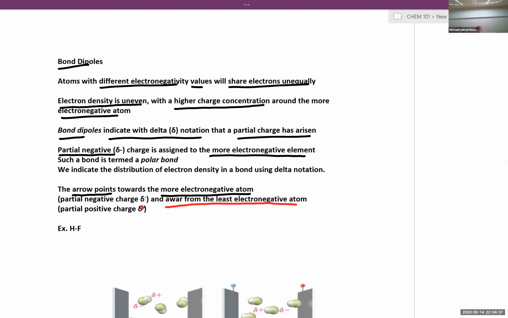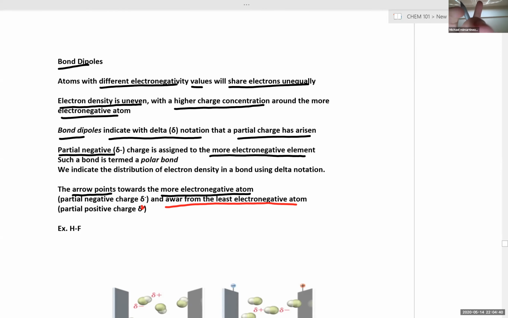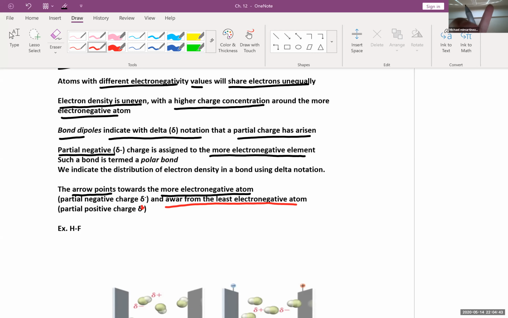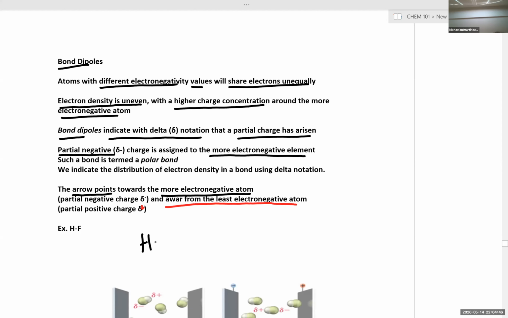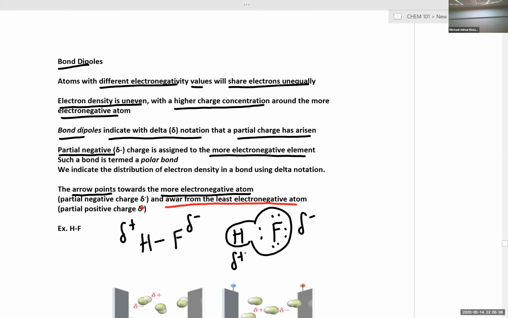So for example, if we look at HF, which is hydrofluoric acid, fluorine is more electronegative, so it will build a partial negative charge. Hydrogen is less electronegative, so it builds a partial positive charge. Again, if we are showing a map of electron density, fluorine would have a large amount of density, while hydrogen would have a very small amount of electron density. So in turn, we draw our bond dipole going from the partial positive, least electronegative atom, to the most electronegative atom.